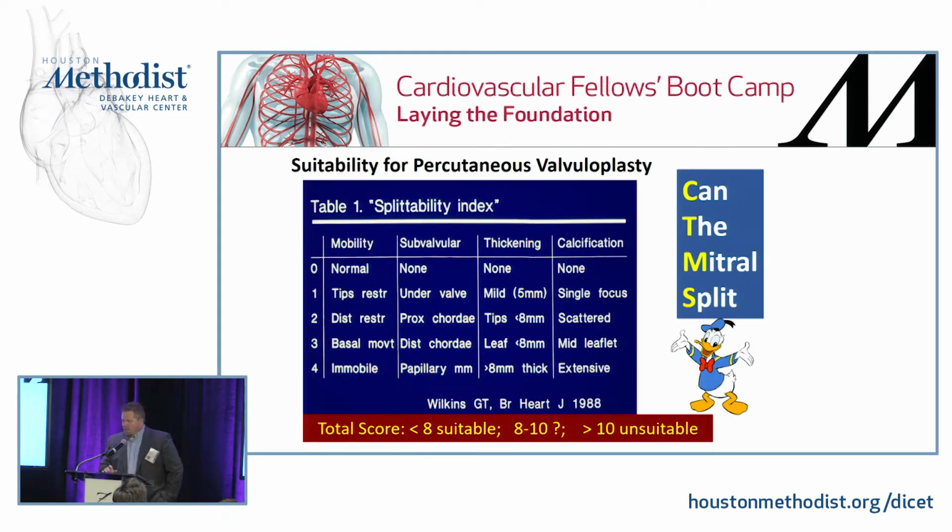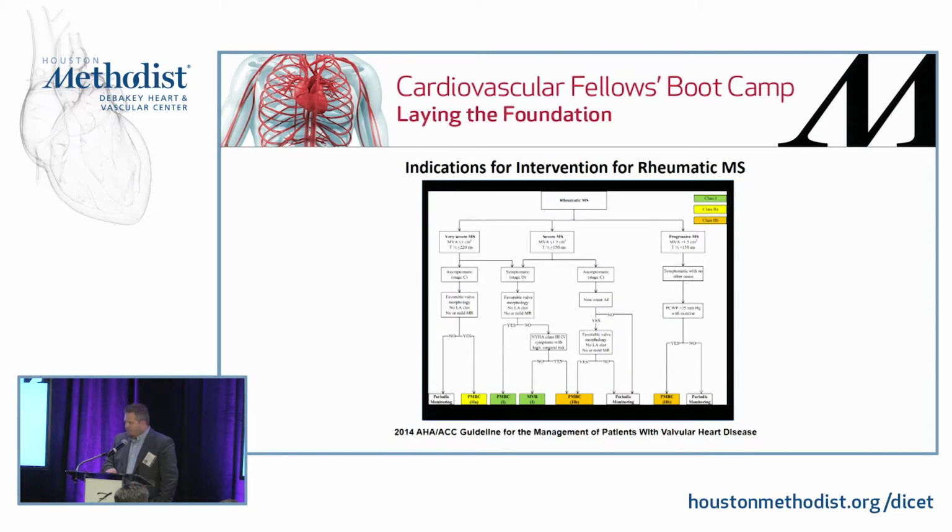So the most common way to treat mitral stenosis is with a balloon valvuloplasty. There's an index used to calculate whether or not you're going to be successful when doing valvuloplasty, and it's called the Wilkins Index or the Splittability Index. So, can the mitral valve split? Calcification, thickening, mobility, and the subvalvular apparatus. Each of those is given a score, and if it's greater than 10, they're considered unsuitable for percutaneous valvuloplasty. If it's less than 8, then you go ahead and give it a try.